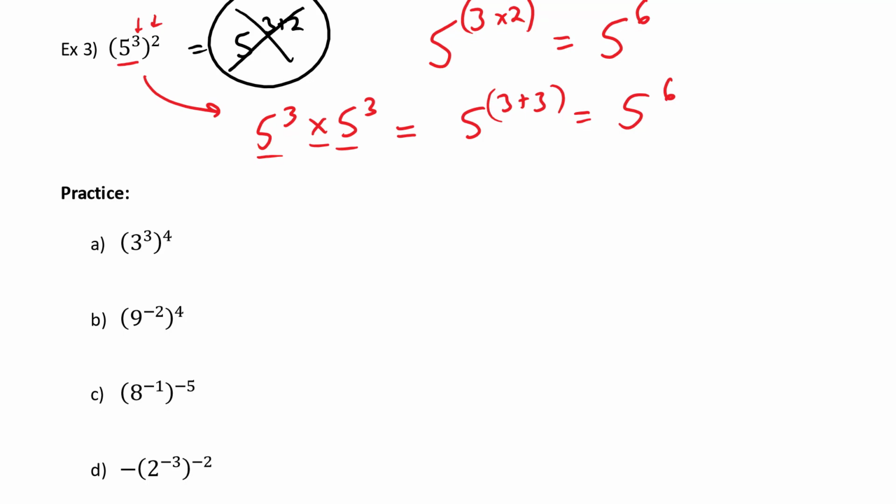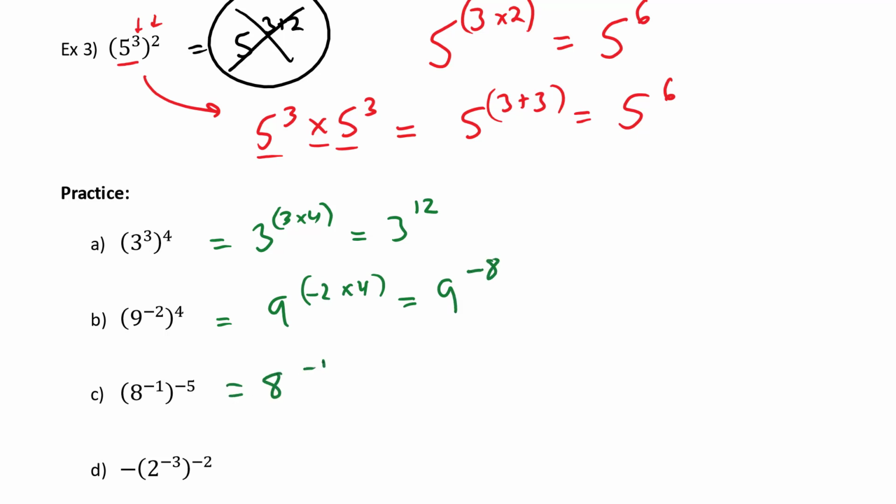Let's take them up. Here we have 3 times 4. This is 3 to the 12. Here we have an exponent raised to the exponent. This is going to be 9 to the minus 2 times 4. 9 to the minus 8. Here we have 8 to the minus 1 times minus 5. Two negatives make a positive. 8 to the positive 5.